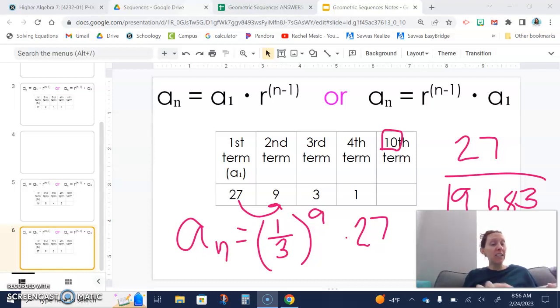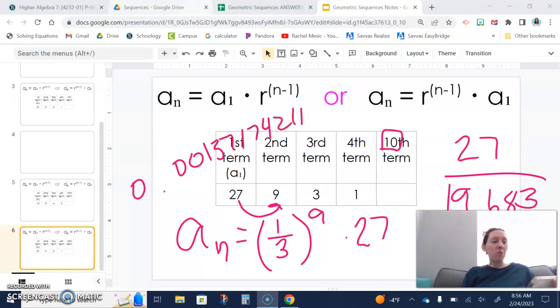If we then though did it with the decimal version, we have 1/3 in parentheses, exponent 9 times 27, you would have 0.000171742112483. I don't think it's that many digits if you use the Google calculator, but apparently you had to have the exact same number of digits that were on the thing.